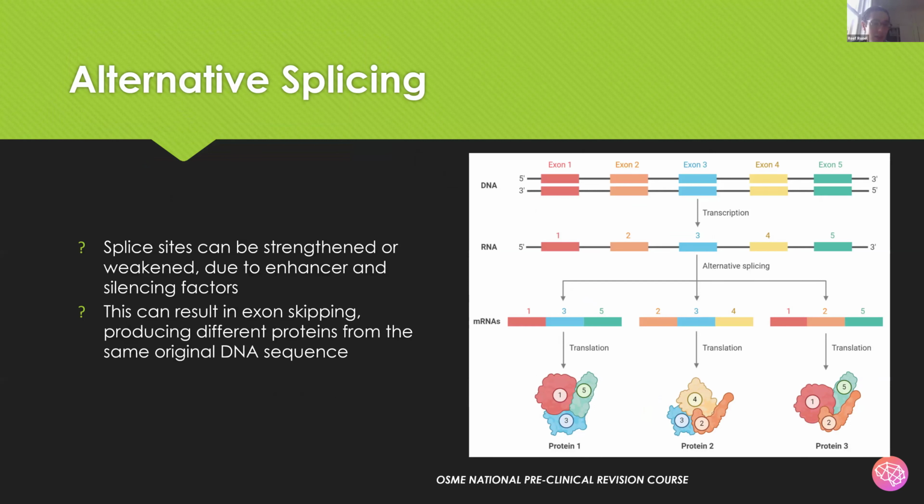So another thing you need to know about is alternative splicing. Now I'm running a little bit short on time, so I'll just say briefly that splice sites can be strengthened or weakened due to enhancing and silencing factors. And this allows us to also do exon skipping. And so what that means is that you can have differential polypeptides produced from the same original gene. And so you can have things like tissue-specific gene expression or differential expression of these factors.